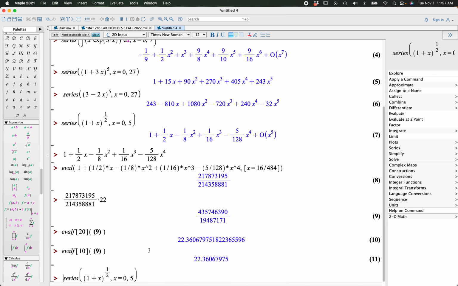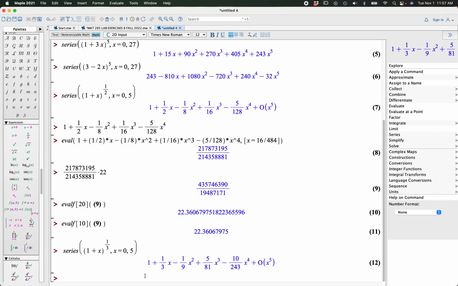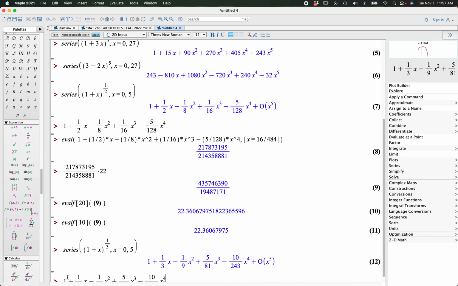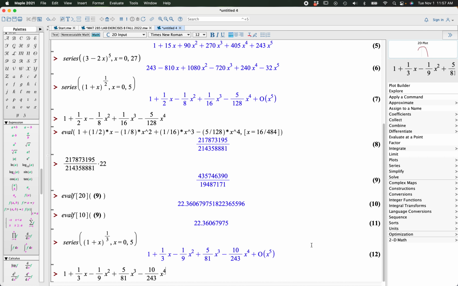Now for the cubic root of 500. If I look at just the series expansion of the cubic root of 1 plus x, and see how it looks for x going from 0 to 5, I had the expansion all the way out to x to the 4th. Now, for the nearest cube, that is going to be the cube of 8, and the cube of 8 is going to be 512.